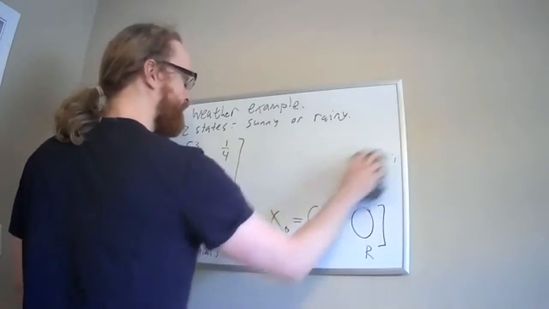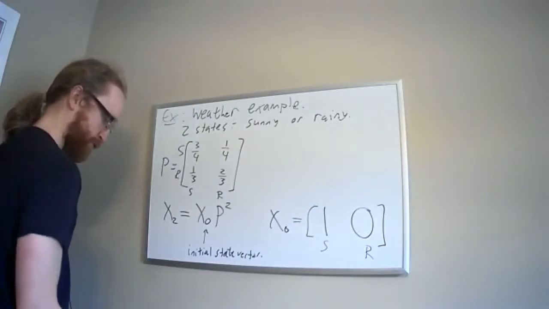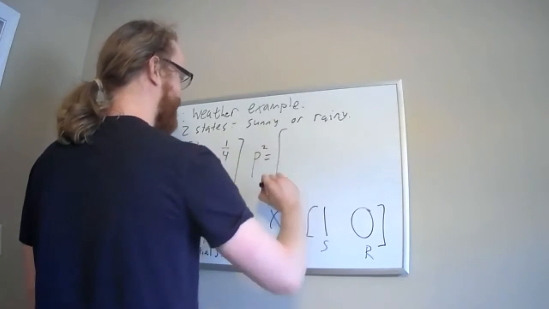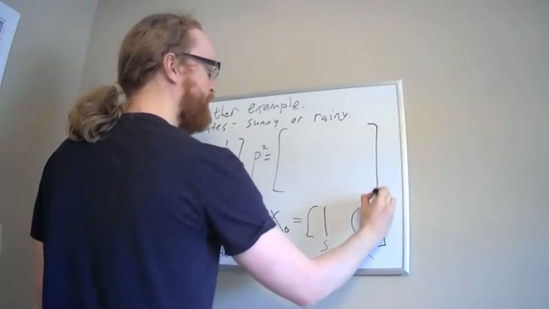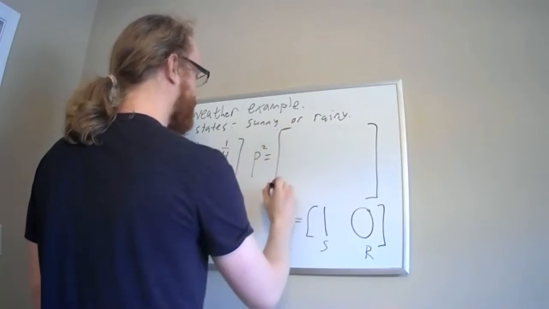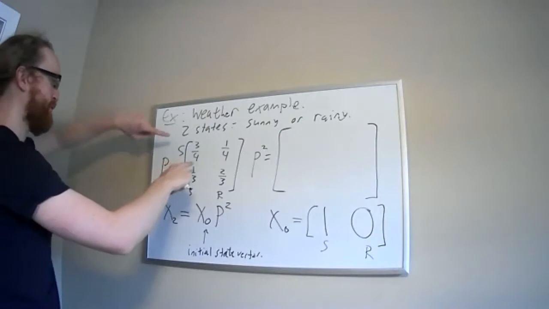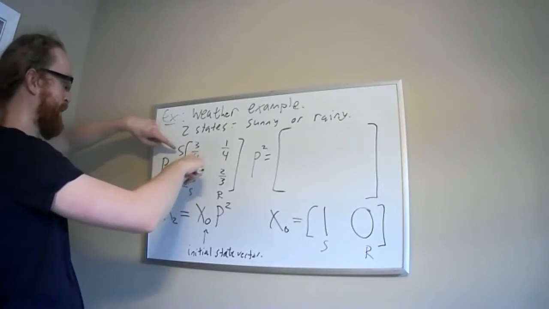Here. And I think I found p squared before, but I didn't write it down again. So I'll just do it quick on the board. It should already be on video somewhere, but let's go ahead and do it quick. It's always good to see matrix multiplication. So I'm taking p times itself.